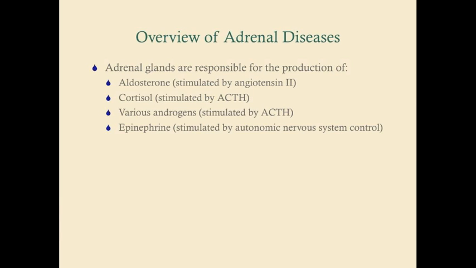Hello, friends. So, this is a talk on hypoadrenalism, which is a decrease in function of the adrenal gland. The adrenal glands, as mentioned in the hyperadrenalism section, are responsible for the production of various hormones. These hormones include aldosterone, which is stimulated by angiotensin 2, cortisol, which is stimulated by ACTH, various androgens, which are stimulated by ACTH, and epinephrine, which is stimulated by the autonomic nervous system.